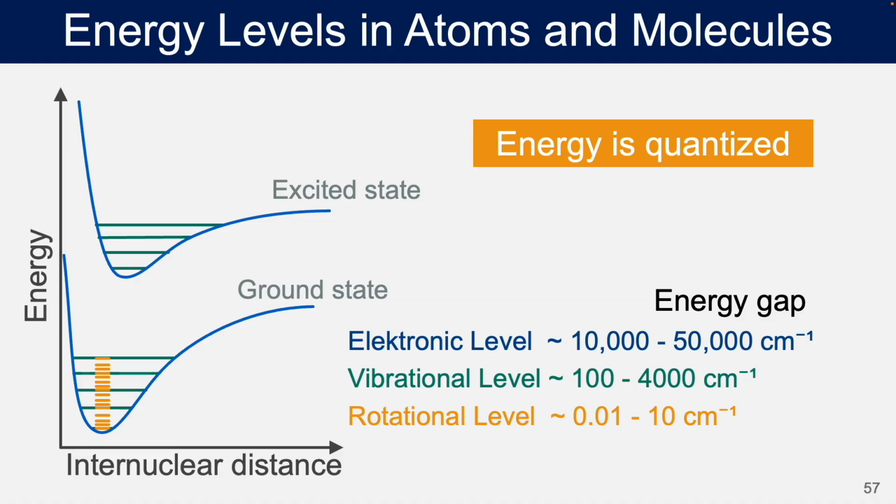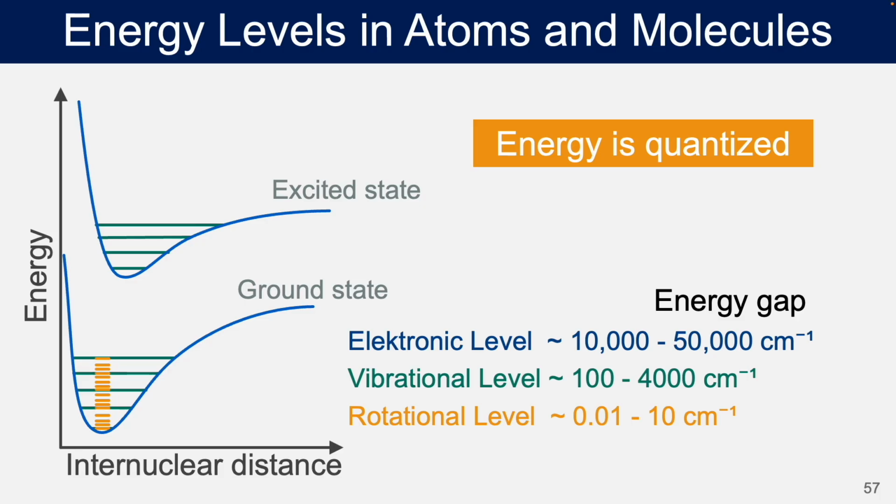At the lowest energies, we have rotational levels, very closely spaced, about 0.01 to 10 cm inverse. Next come vibrational levels, larger gaps, typically 100 to 4000 cm inverse. And finally, electronic levels, much higher in energy, around 10,000 to 50,000 cm inverse. Notice the scale. Rotations are fine steps, vibrations are bigger jumps, and electronic transitions are huge leaps.